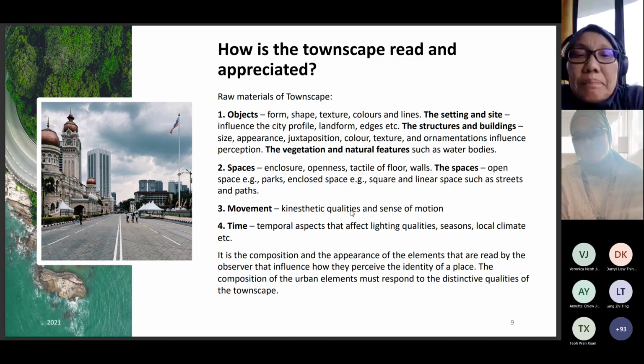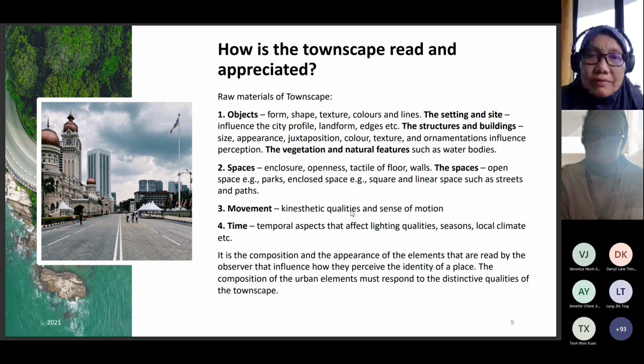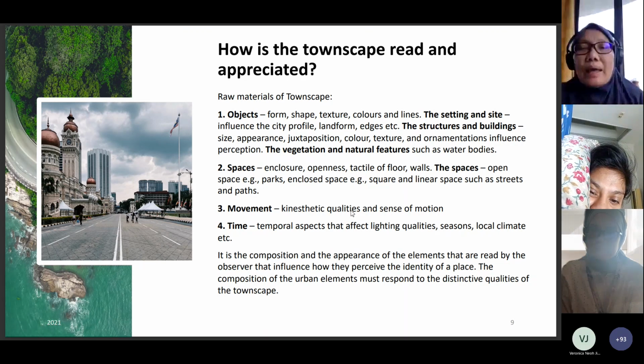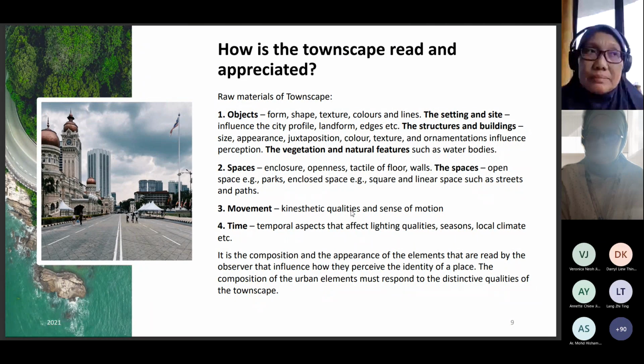So spaces like parks, enclosed spaces, squares, lanes, streets and parks, these are important raw materials of the townscape. Like I may say, raw materials, then it's the role of the urban designer to compose the city using all these raw materials. Another aspect is the movement, kinesthetic qualities and sense of motion. This is related to the change of levels as well as the landform. And then time, which is the temporal aspects that affect the lighting qualities such as the seasons, local climate, as well as the different time of the day.